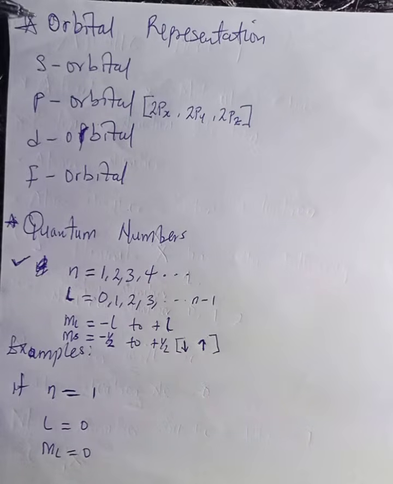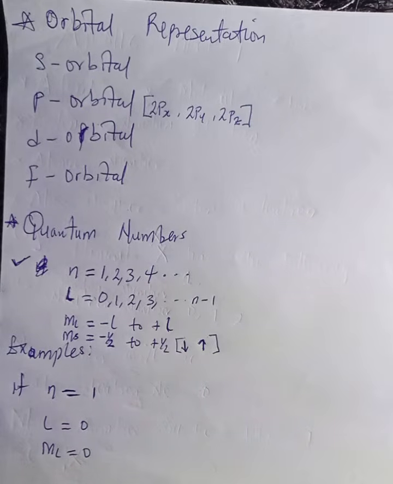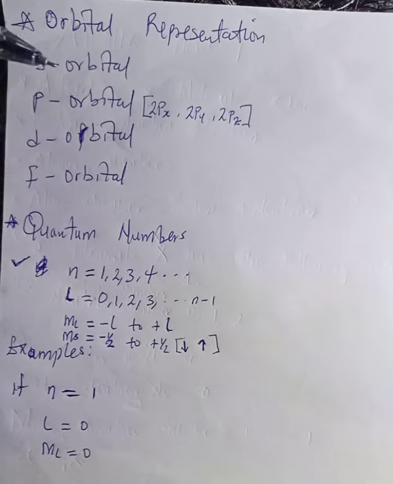Now, the s orbital is spherical in shape and can take a maximum of 2 electrons. While the p orbital is dumbbell in shape and can occupy a maximum of 6 electrons. The d orbital is double dumbbell somehow and can occupy a maximum of 10 electrons, while the f orbital, with a complex shape, can occupy a maximum of 14 electrons.